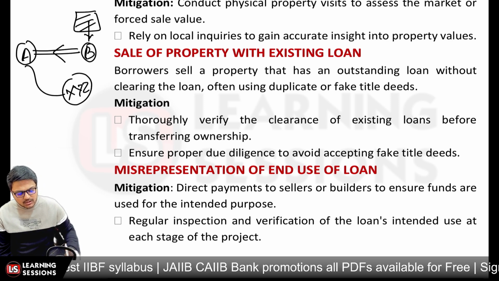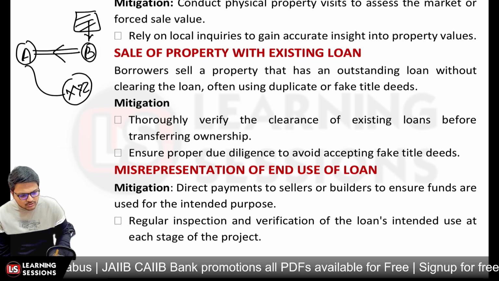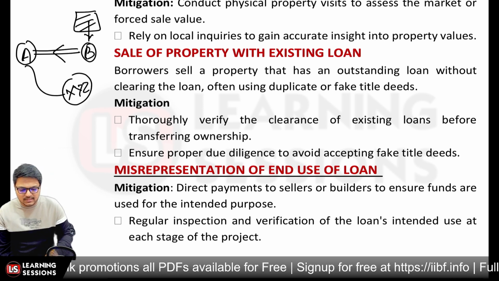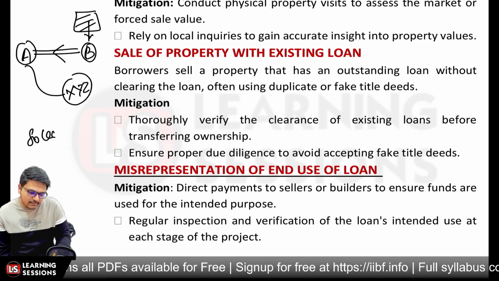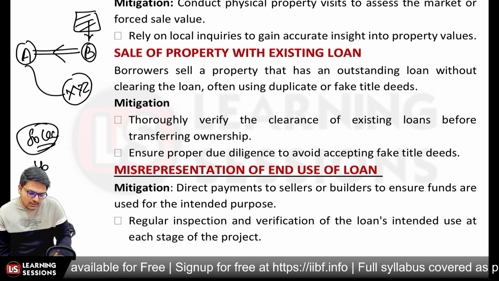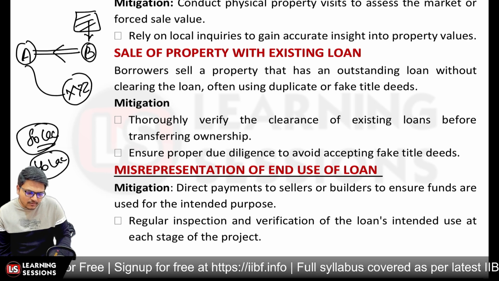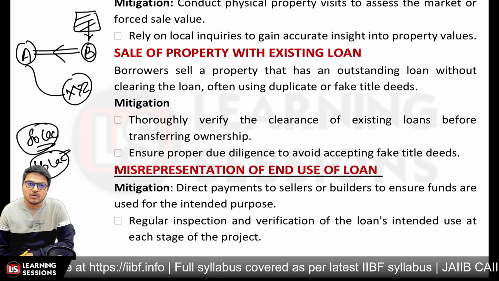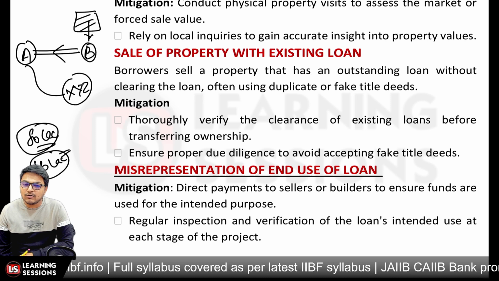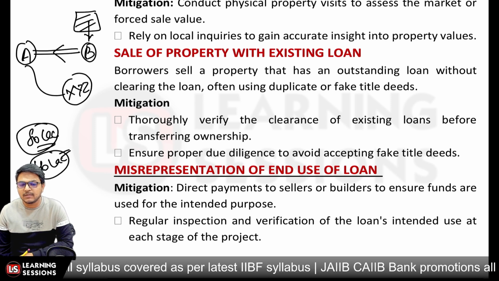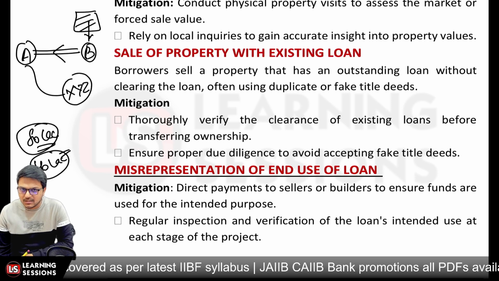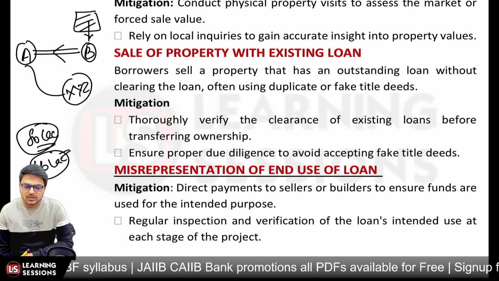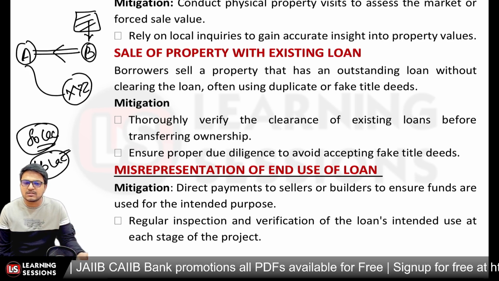Further, it's related to the misrepresentation of end use of loan. The house loan was taken for construction, but the funds were used somewhere else. Let's say this person took a house loan of rupees 80 lakh. Now, 40 lakh was legitimately used, but another 40 lakh was not used for construction purposes. In that scenario, what should be done? Direct payment to the seller or to the builders is to be done. A regular inspection must be done related to verification, and further, related to every stage completion, a certificate is to be obtained, right? So these things can be done, and we can avoid the different frauds related to home loans.